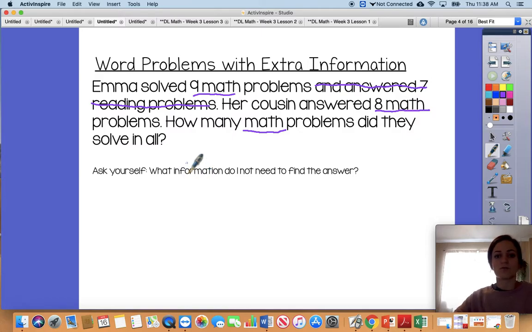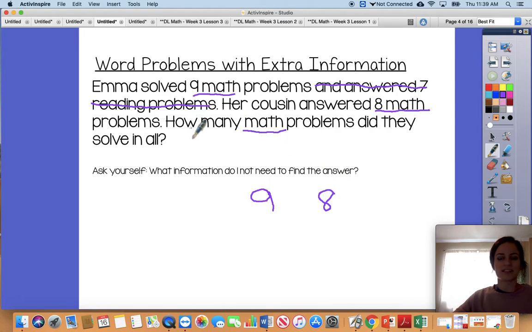Okay, so in this, I want you to practice. You're looking for things that you don't need because word problems will try to trip you up and add extra information to see if they can trick you. Okay, so get rid of all that stuff that you don't need to solve the problem. So Emma solved 9 math problems, and her cousin solved 8 math problems.